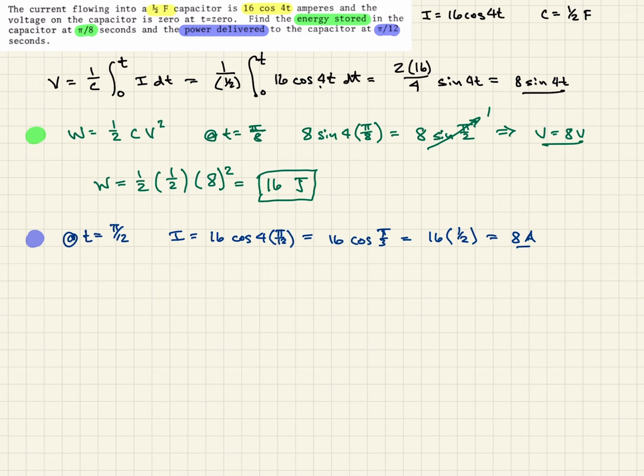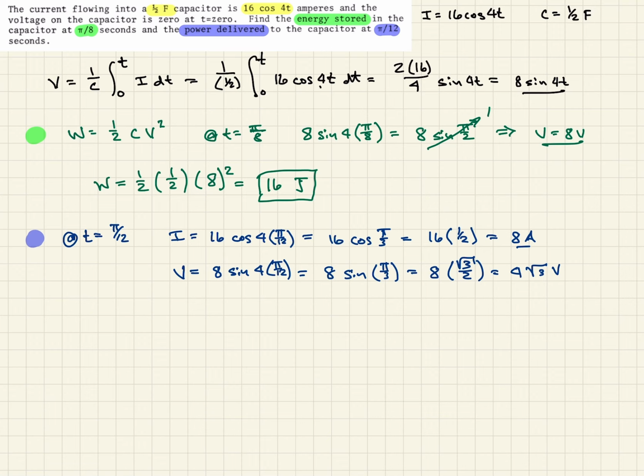And then likewise our voltage. So our voltage is going to equal 8 times the sine of 4 times pi over 12. And so it'll be 8 times the sine of pi over 3. And so that's 8 times the square root of 3 over 2. And so that'll be 4 times the square root of 3 volts.